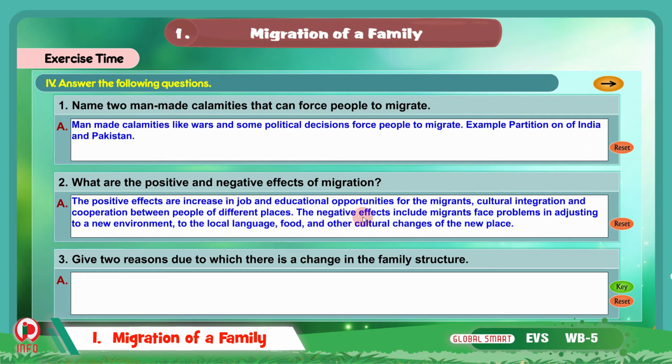What are those? The negative effects include migrants facing problems in adjusting to a new environment, to the local language, food and other cultural changes of the new place. Migrants who move to new places have problems adjusting to the environment and the climate. They may be living in hotter regions, and when they go to colder places, that is completely different. Maybe they are living in colder places, and when they move to hotter regions, they face many problems to adjust.